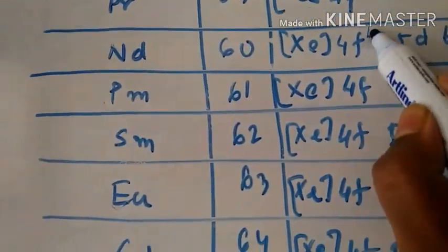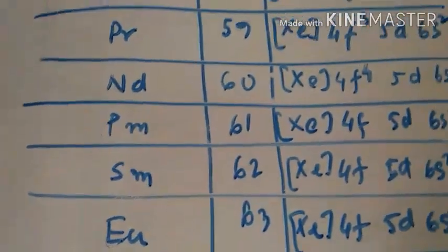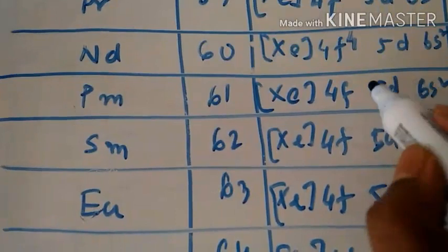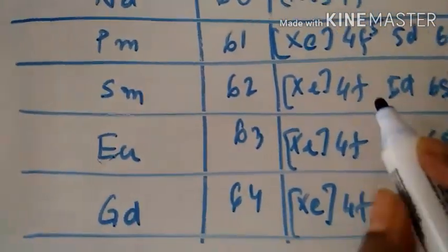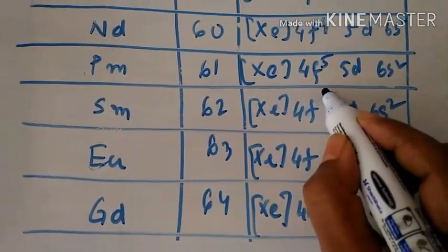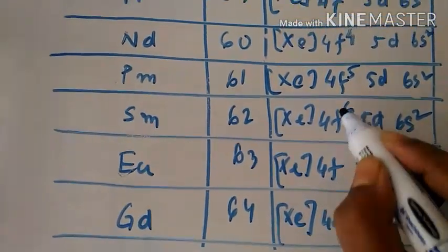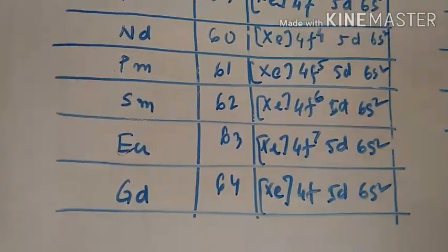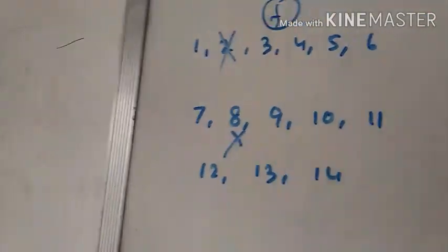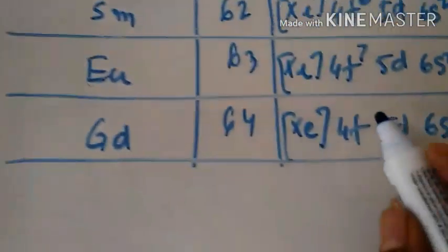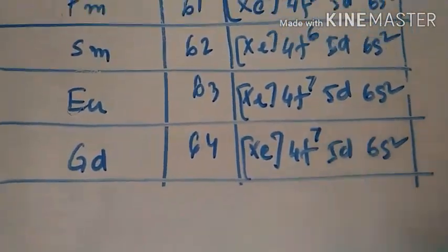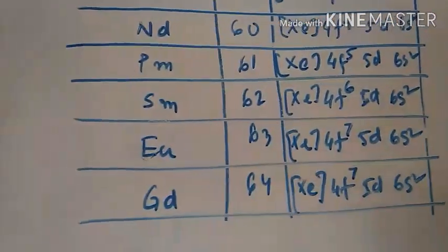Next is 4 for neodymium, and then 5 for promethium in F, and 6 for samarium, 7 for europium, and now you can see 8 is not going to come in F electrons. So for gadolinium it will be again 7. Okay, so this is a trick that you have to remember.